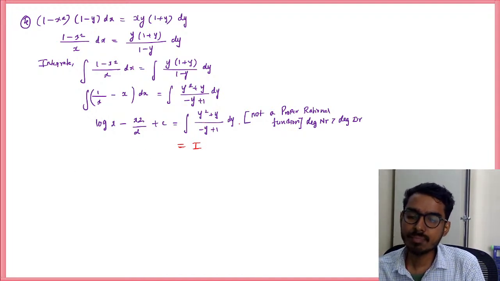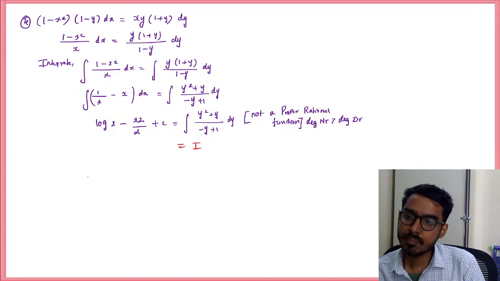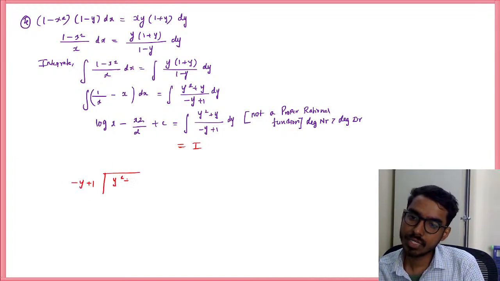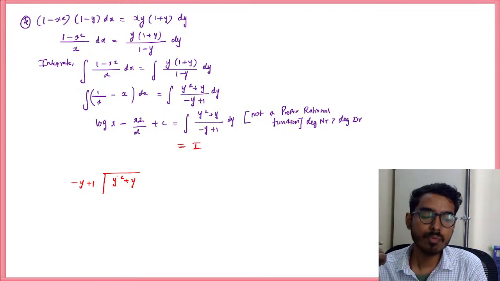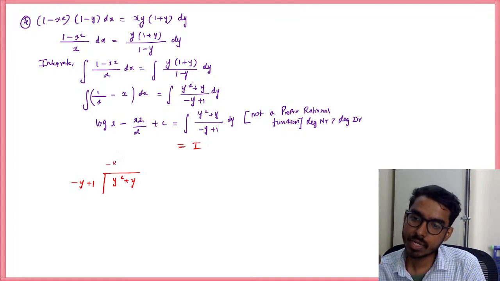Now, it is not a proper rational function because degree of numerator is greater than degree of denominator. We divide: minus y plus 1 into y square plus y, right? I'm going to make use of division algorithm. So minus y into what gives y square? It is minus y. Minus y into minus y, so it will be y square minus y.